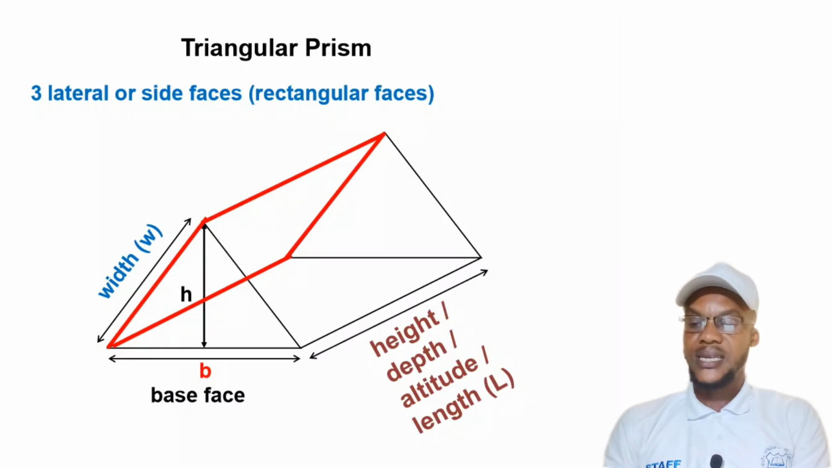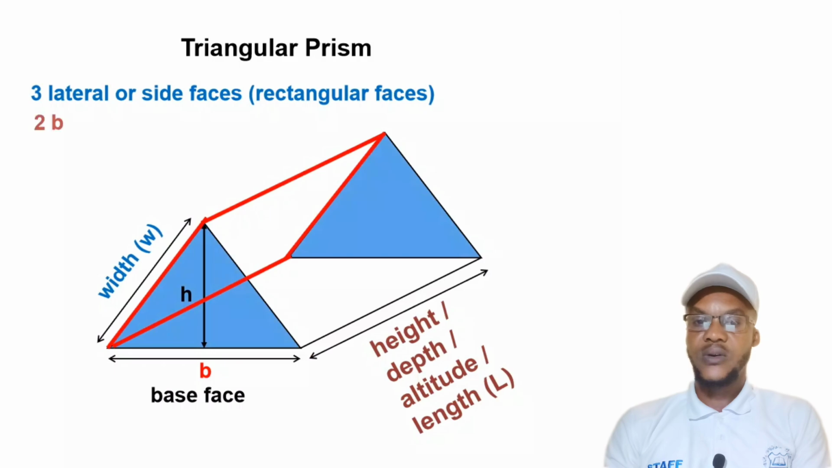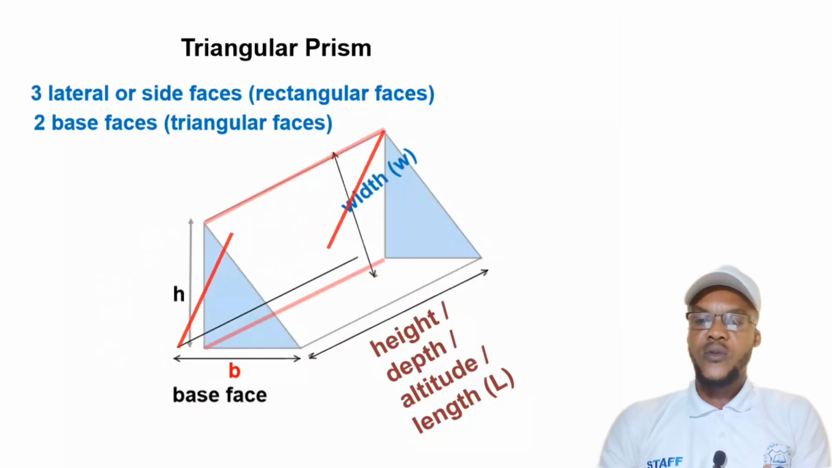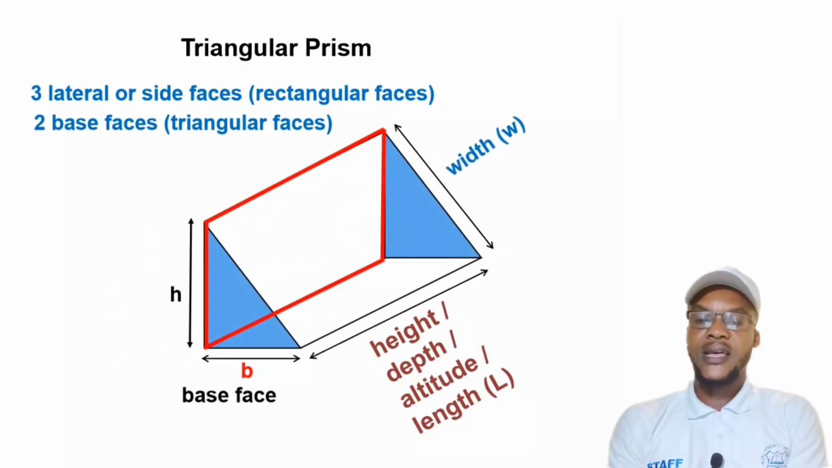So if that is the case, let's move on. We can see that we have two base faces, which are all triangular faces. All right, yes, that is great. Note also that we can have a triangular shape like this. Yes, we have a triangular shape like this.